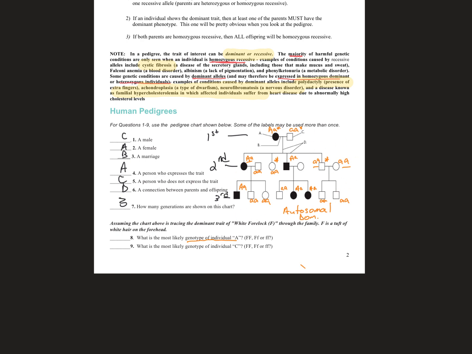So A would be heterozygote, big A, little a. What is the most likely genotype of individual C? Well, that would have to be little a, little a. And how did I figure this out?